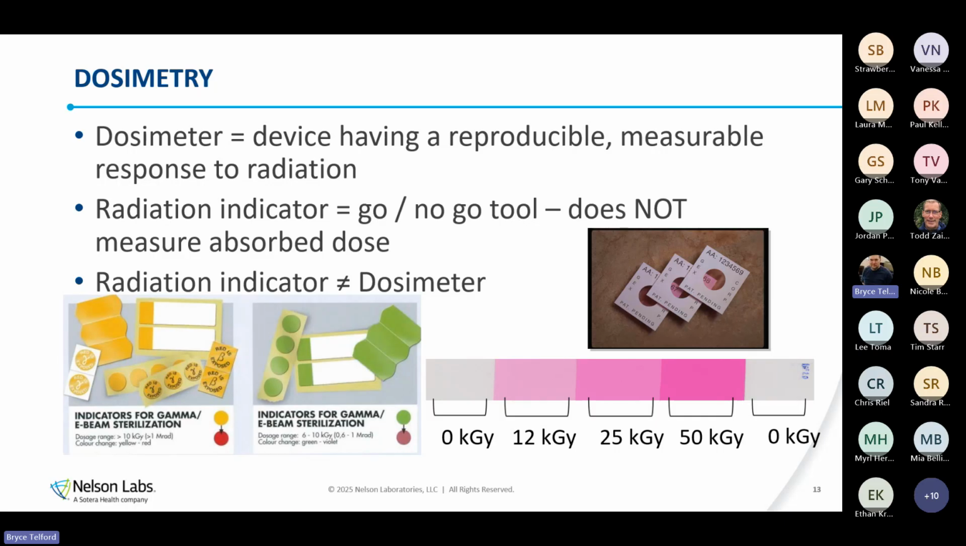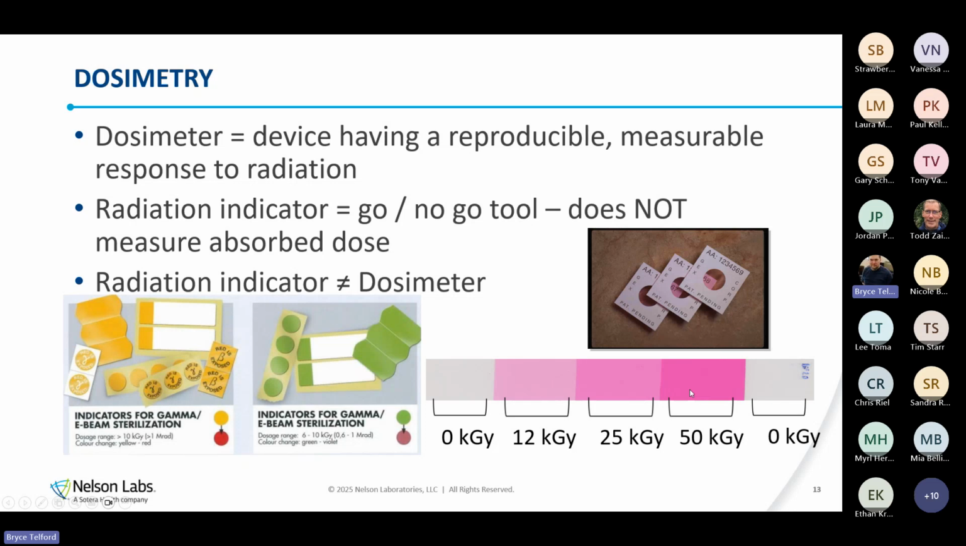So a dosimeter is a device that has a reproducible ability for us to measure it. For example, here on the right, these are dosimeters. The more dose they receive, the more they're going to discolor. So you can kind of see this color spectrum. The more dose we have, the darker the coloration gets.